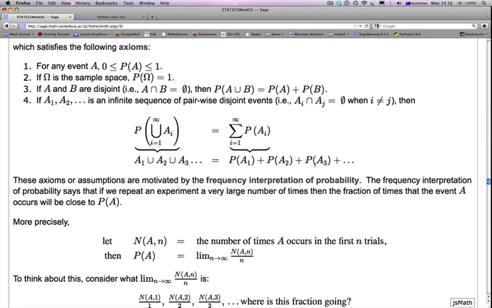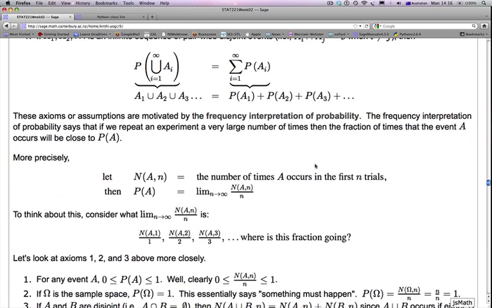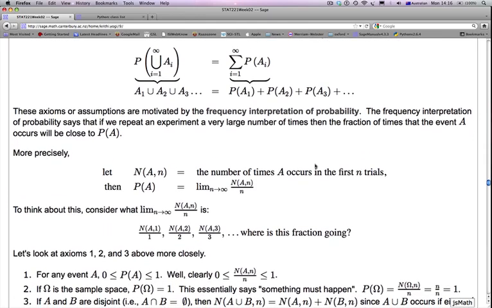Now these four axioms or assumptions are motivated by the frequency interpretation of probability. So they don't just come from anywhere. There is some motivation behind these axioms. The frequency interpretation of probability says that if we repeat an experiment a very large number of times, then the fraction of times that the event A occurs will be close to P of A.